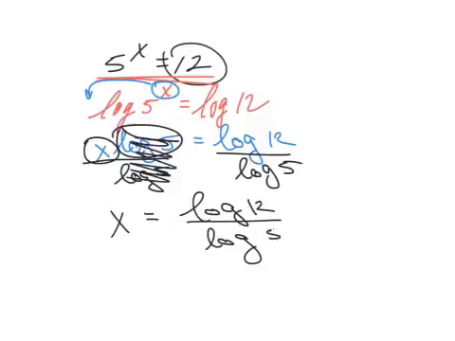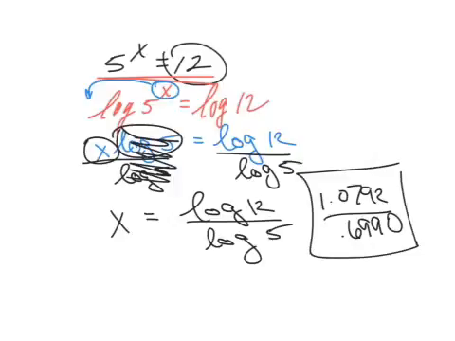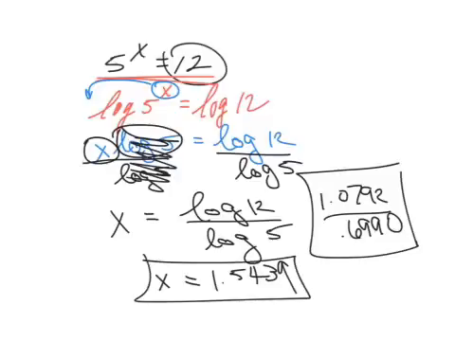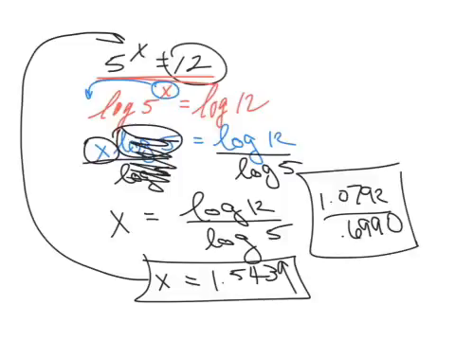Take your handy dandy calculator and type in the log of 12, and you get 1.0792, and the log of 5 is 0.6990. Divide those out, and you will end up getting an x of 1.5439-ish. And that is your answer. That is the number that goes on this 5 that will give me 12 as an answer.